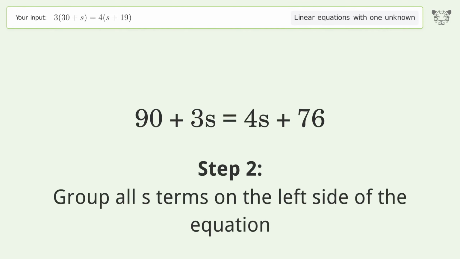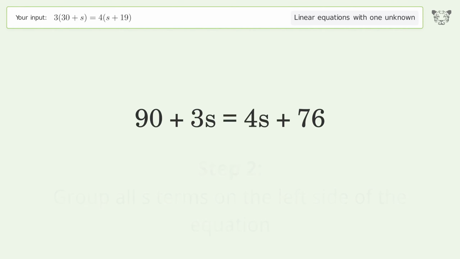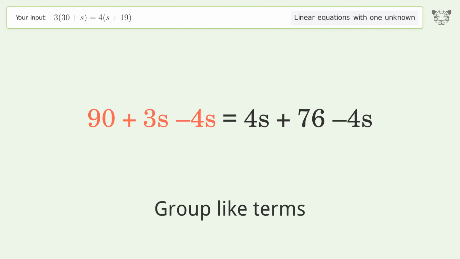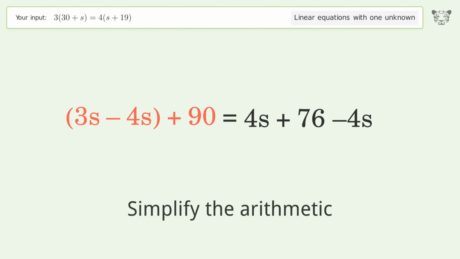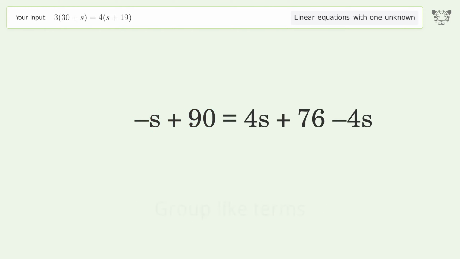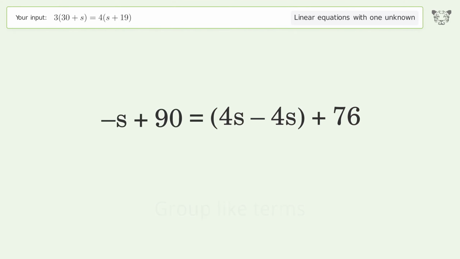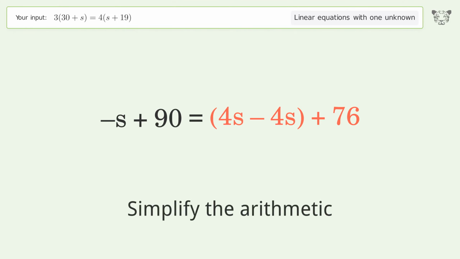Group all s terms on the left side of the equation. Subtract 4s from both sides. Group like terms. Simplify the arithmetic. Group like terms. Simplify the arithmetic.